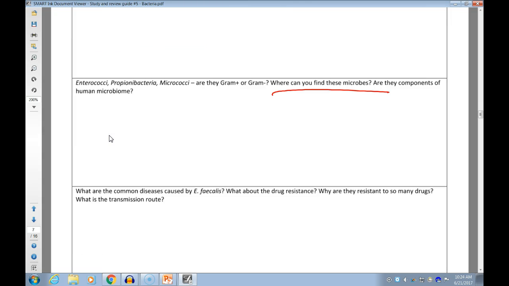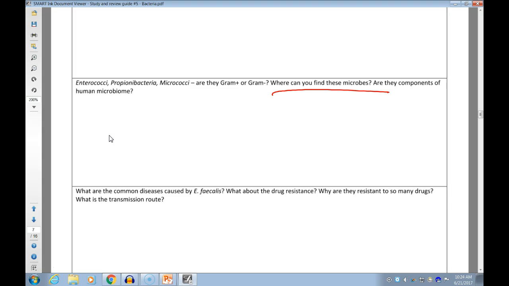Where can you find them? Know where they are. Yes, they are components of human microbiome. Know where you're going to find them. Like the question that you've got. That makes sense?